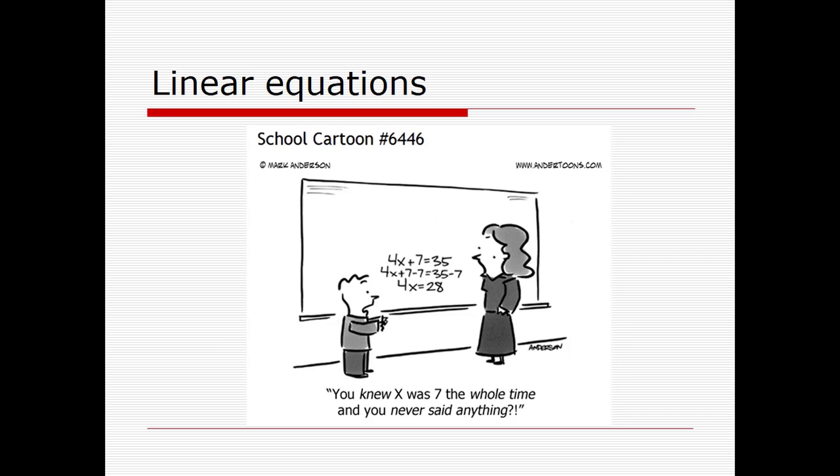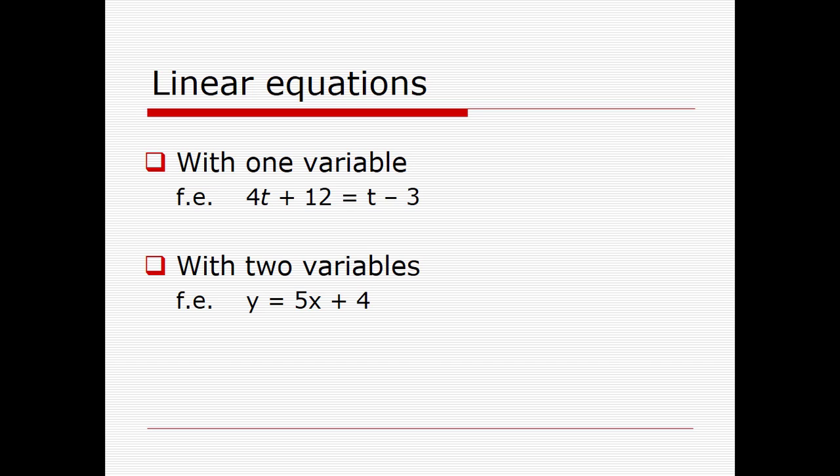Okay, let's start with linear equations. Let's start very simple. What is a linear equation? It's simply an expression with one variable in it. For example, the first one: 4t + 12 = t - 3. That is a simple equation with only one variable, and we can solve this. We move the t from the right side to the left, and then we have 3t. We move 12 to the right, so 3t equals -3 - 12. So 3t is -15, and t is -5.